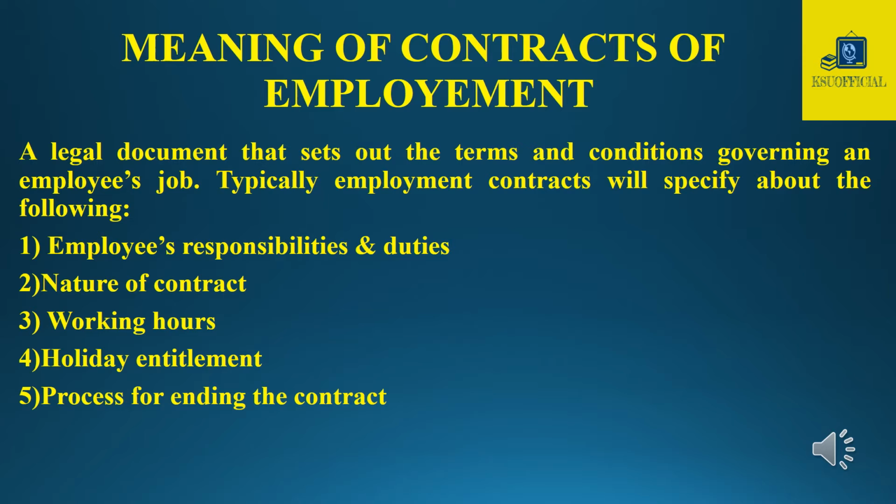In this tutorial I will explain the meaning of contracts of employment. As you can see on the screen, it is a legal document that sets out the terms and conditions governing an employee's job. Typically, employment contracts will specify the following: the employee's responsibilities and duties, nature of contract, working hours, holiday entitlement, and process for ending the contract. So these are the basic details in an employment contract. An employment contract is a legal document. I repeat, an employment contract is a legal document that sets out the terms and conditions governing an employee's job.